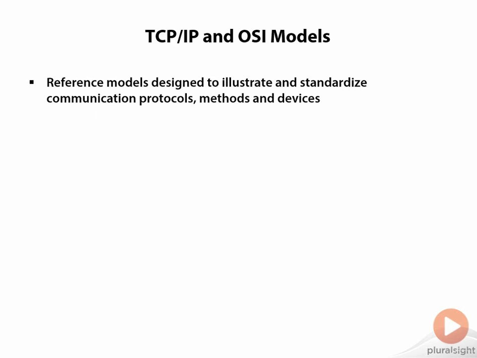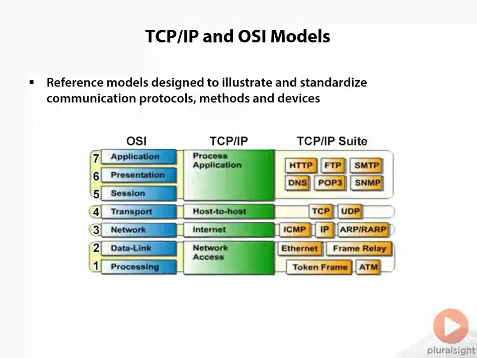All right, so just for your own knowledge and to jog your memory, if you in fact have reviewed this before, understand that the OSI model is a reference model designed to illustrate and standardize communication protocols, methods, and devices. All right, so this should look familiar to you. If it doesn't, I suggest you go back and review the Network Plus course. But again, you'll understand that the OSI model has 7 layers: application, presentation, session, transport, network, data link, and processing.